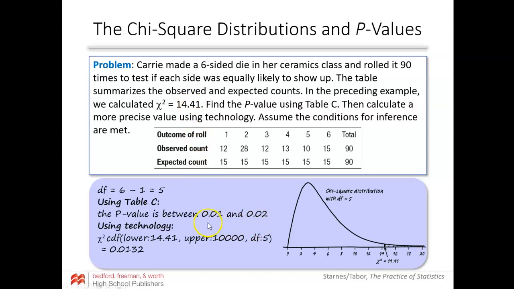When you look up top, they don't have a picture of the table here, I don't think. But let's be honest, guys, none of us are going to use table C. It just seems like a waste when we have a calculator. So you could use your chi-square distribution, where you use a lower bound of the chi-square statistic that she just found, some stupidly large upper bound, and the degrees of freedom of 5. Notice if this was a free response question, they would need to see what you're doing, so you would have to write this out. And we're going to get a more accurate p-value of 1.3%.